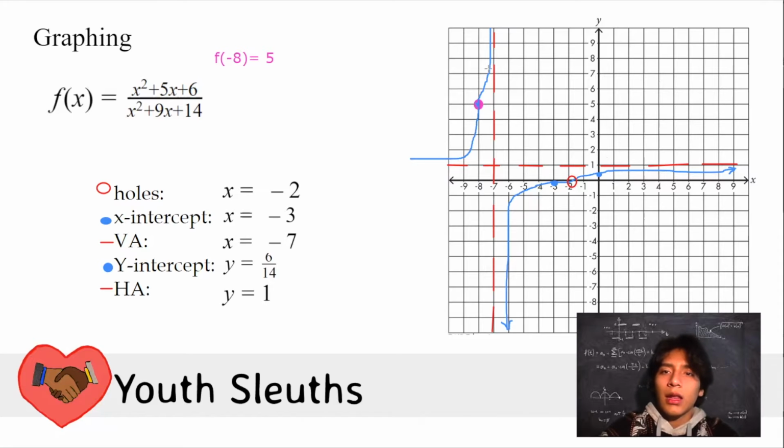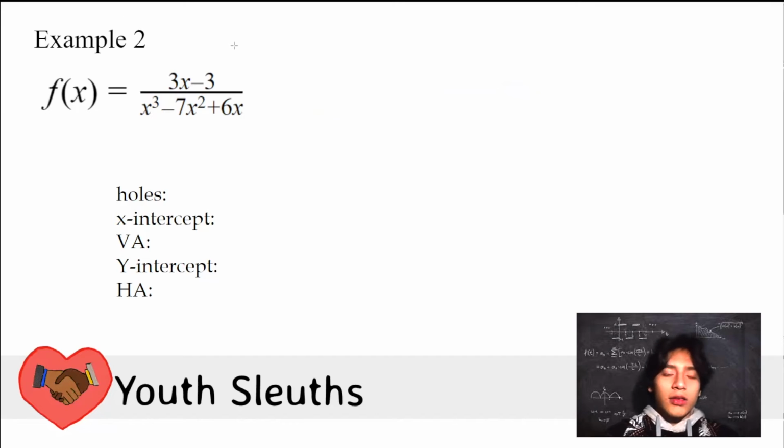And let's try this again with another example. For this example, as we did before, we are going to first factor the numerator and denominator. So we can factor out a 3 in the numerator. That leaves us 3 times x minus 1. And in the denominator, we see that we can factor an x. So we will do that. So we get x squared minus 7x plus 6.